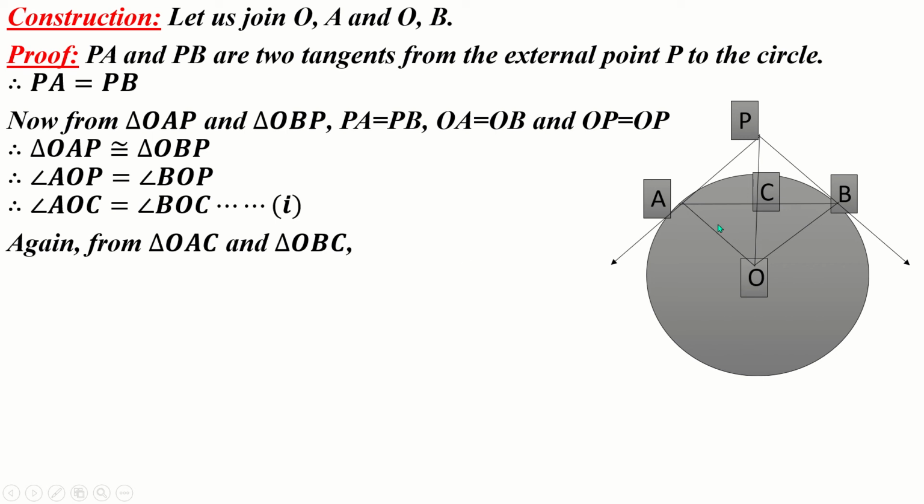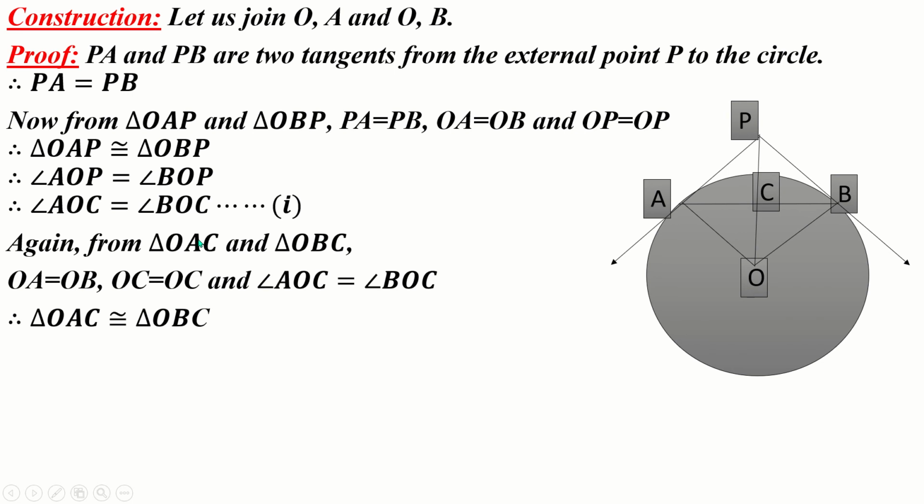Okay, as they are equal, this is the SAS theorem, that means two sides and the included angle are equal, so these two triangles are congruent. That means this triangle and this triangle are congruent. So we can say AC equal to BC. As these two triangles are congruent, the other corresponding parts will be equal. Clear? That means AC equal to BC.